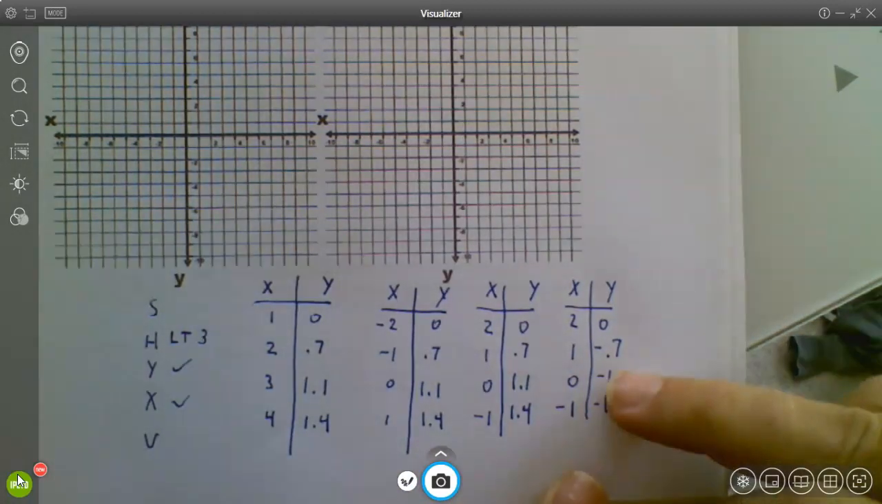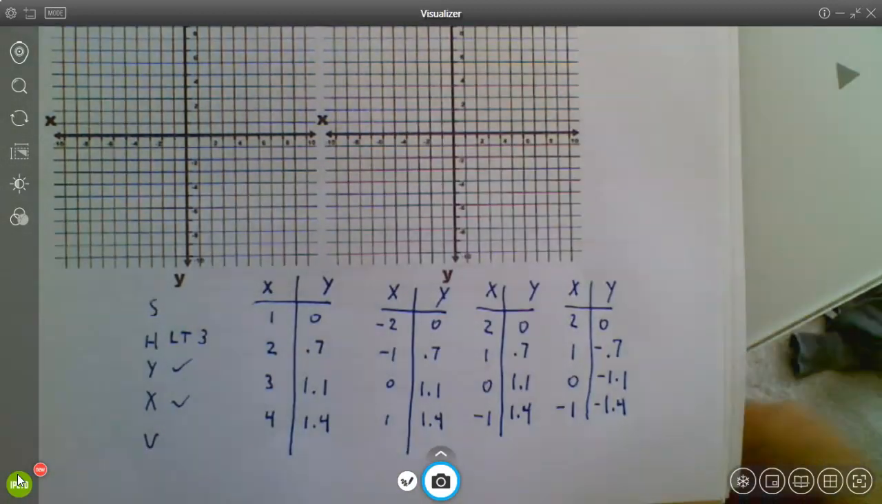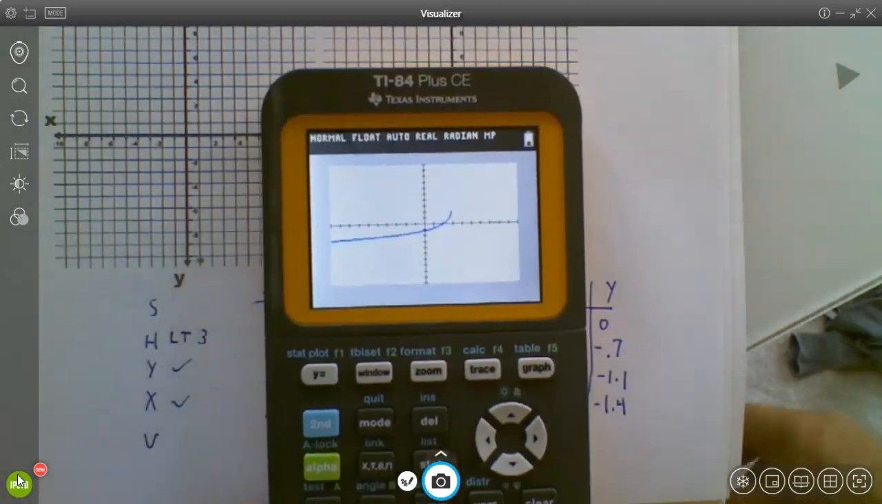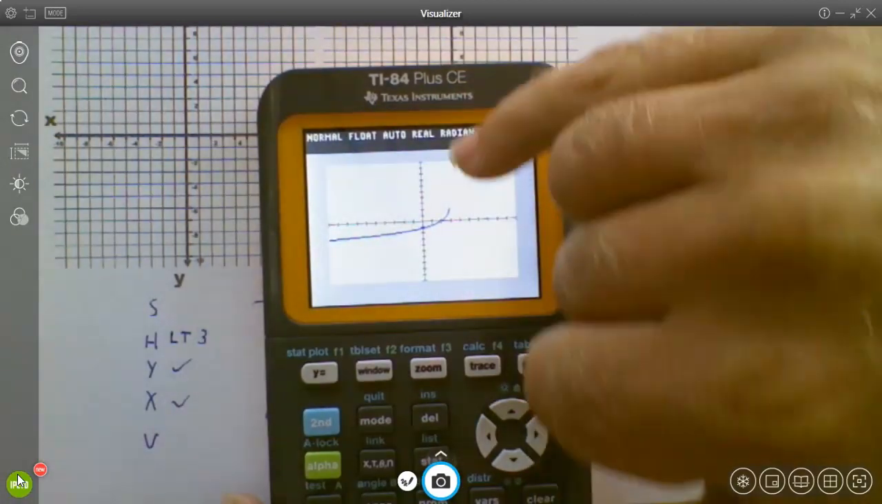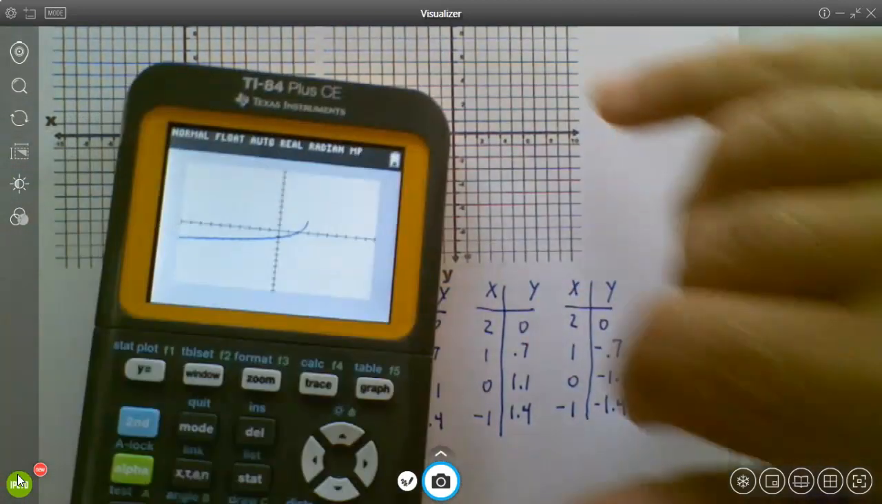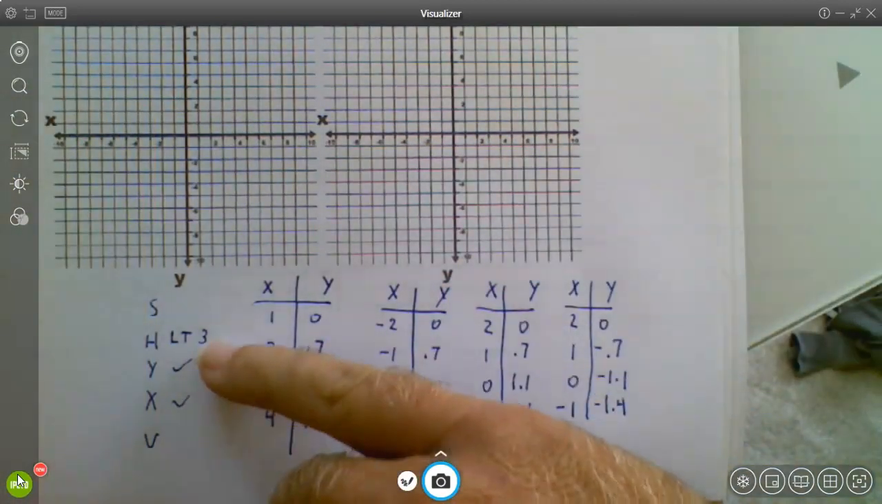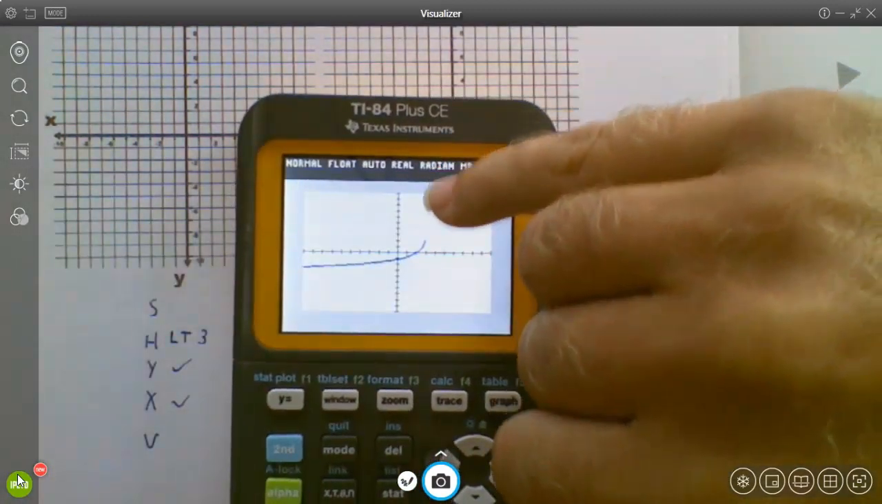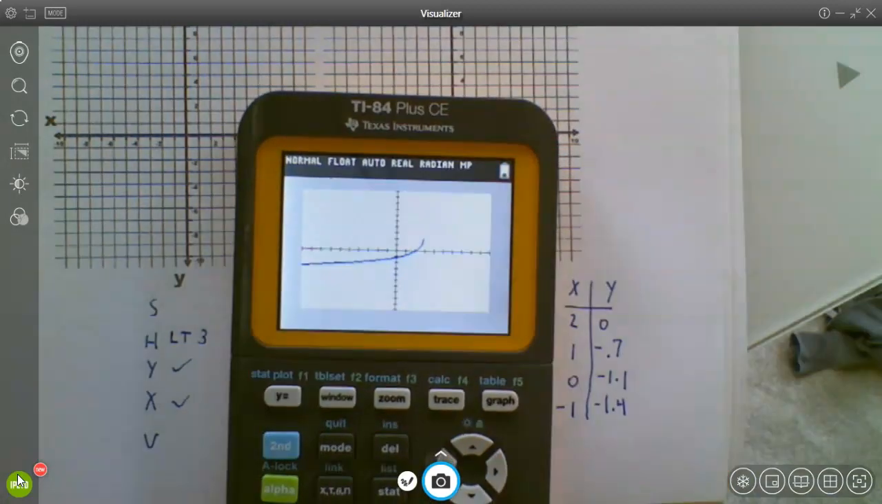Now if you just plot those points on the graph and connect the dots, it should come out looking just like this one. Don't forget, you still have your vertical asymptote, because we went left 3, but then we reflected over to +3. That's why you're seeing your vertical asymptote at x equals +3.